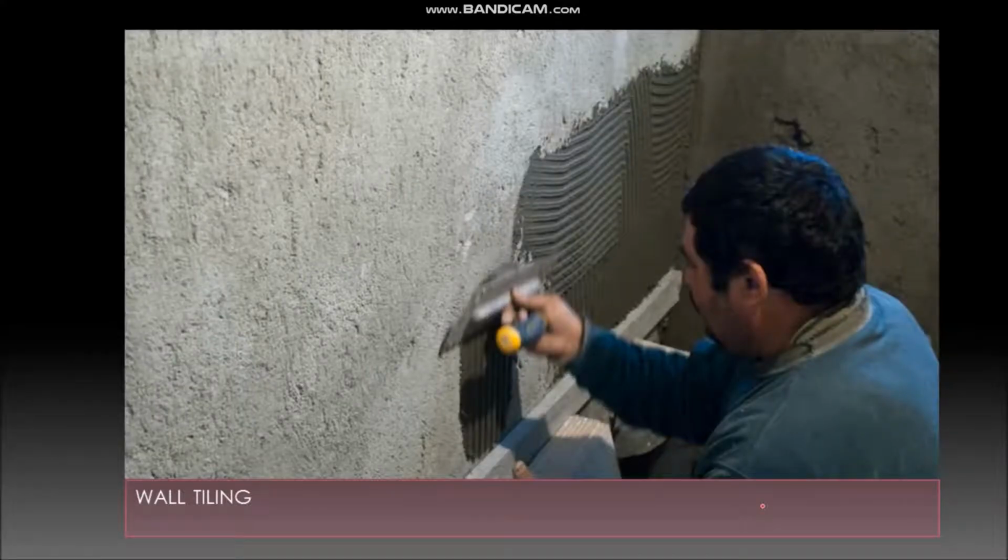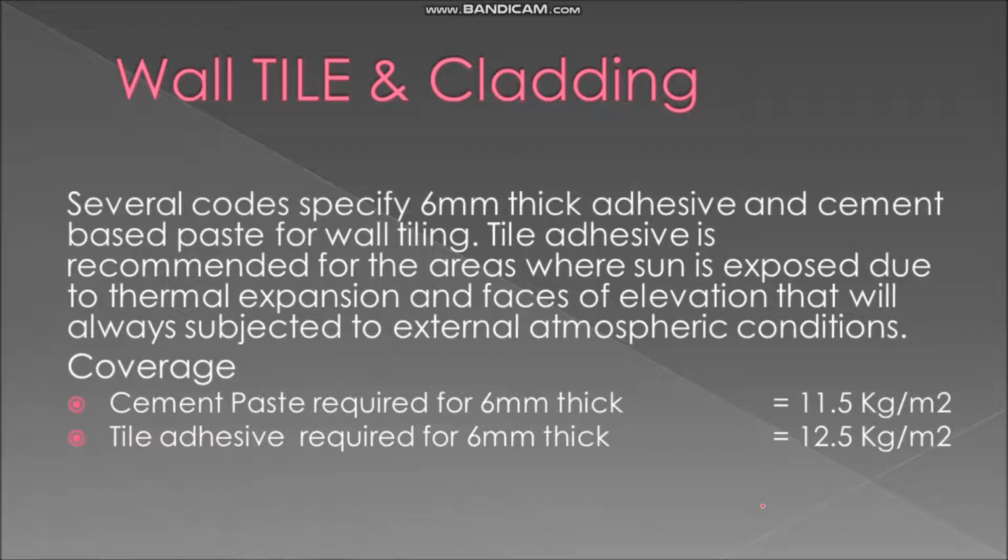Next, wall tile and cladding. Several codes specify 6 mm thick adhesive and cement paste for wall tiling. Tile adhesive is recommended for areas exposed to sun, due to thermal expansion and facades at elevation that will always be subjected to external atmospheric conditions. Some books specify 3 mm thickness also for the paste for tiling.